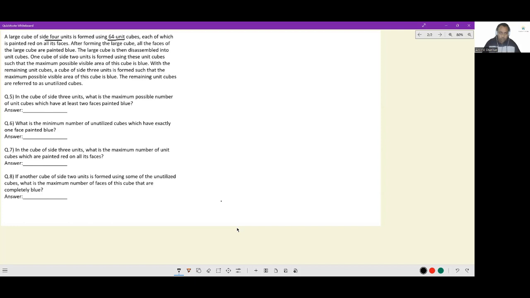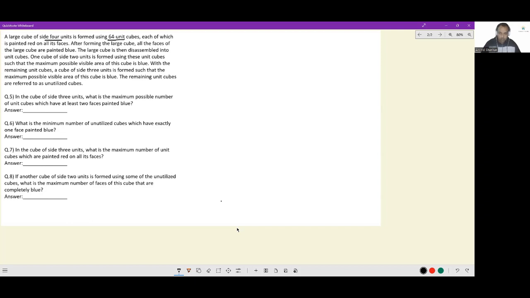Each of which is painted red on all its faces. Right now, all the small cubes are red on all their faces. After forming the large cube, all the faces of the large cube are painted blue, which means all the exposed surfaces, all the surfaces that are visible, are painted blue. The large cube is then disassembled into unit cubes.